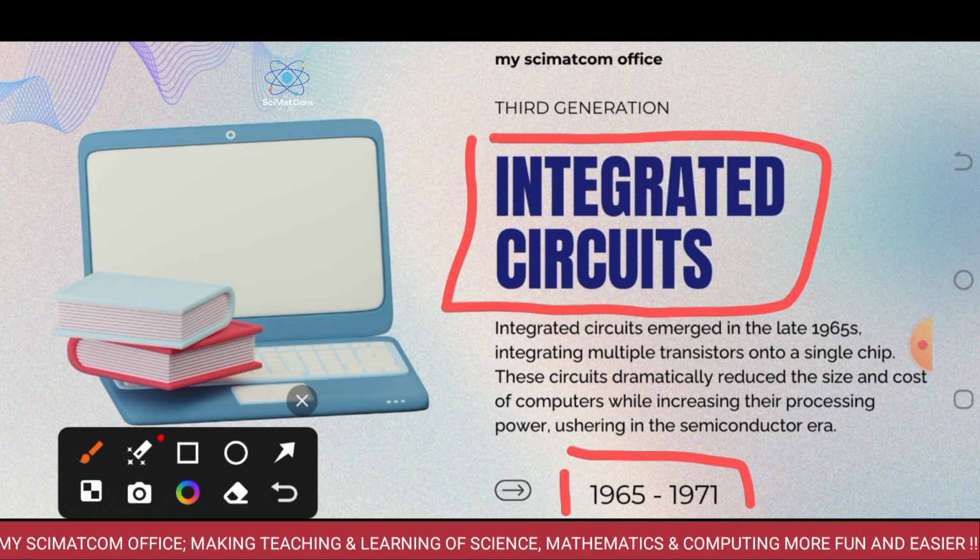This computer had increasing processing speed and processing power, also ushering in the semiconductor era. The semiconductor era started with the transistors, but because these same transistors were merged together to give us the integrated chip, the semiconductor era became more vibrant than in the second generation. These computers were also smaller and less expensive than the second generation, and faster than the second generation computers.